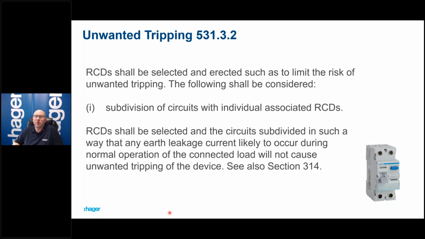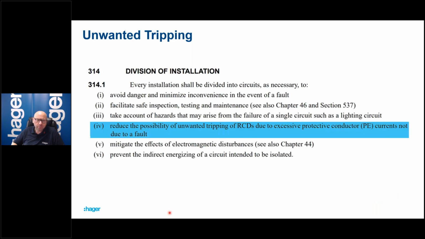So this can be found in Regulation 531.3.2. RCDs shall be selected and erected such as to limit the risk of unwanted tripping, okay? And it gives us the following. Now, indent 1 is subdivision of circuits with individual associated RCDs, okay? Now, subdivision and splitting circuits up is a requirement of Section 314, division of installation anyway, because we need to minimize any danger. So we need to subdivide circuits, and here is a list of things that we need to do.